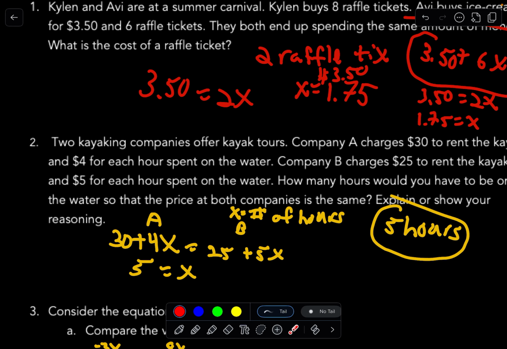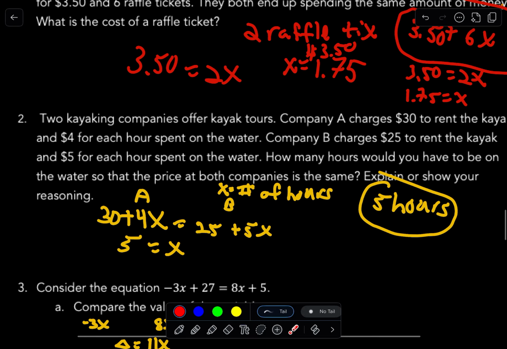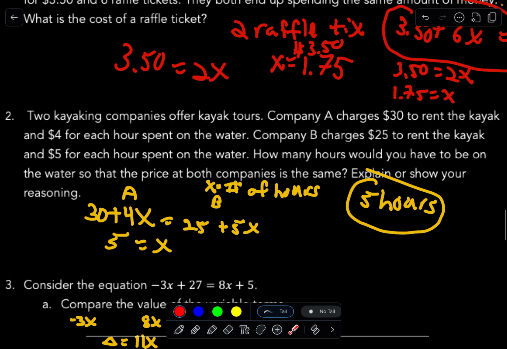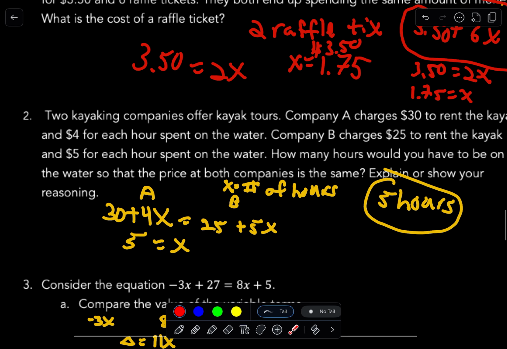Now, obviously, that does not incorporate if the kayaks at one place are better than the kayaks at the other, nor does it indicate if there's extra stuff that one company does over the other, like the one that's more upfront might make sure you are given plenty of stuff, maybe food, water, stuff like that. We're assuming that everything's the same about the kayaks, I guess. All right? So it would be 5 hours on the water so that the price of both companies is the same.